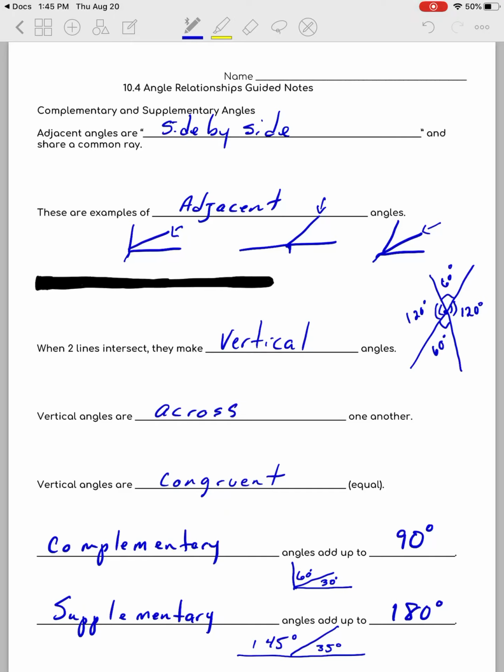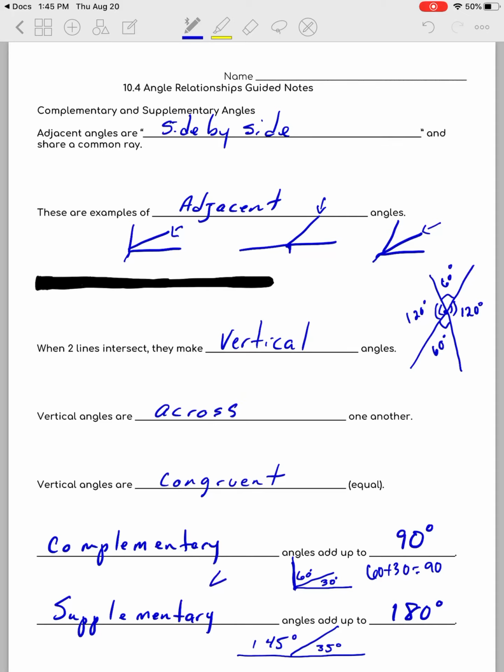Now let's talk about complementary and supplementary angles. Complementary angles add up to 90 degrees. In our example here, I've got a 90-degree angle. There are two angles that share a common wall or ray. One is 60 and one is 30, not 60 and 90. And then 60 plus 30 equals 90. Complementary angles are two angles that add up to make 90 degrees.